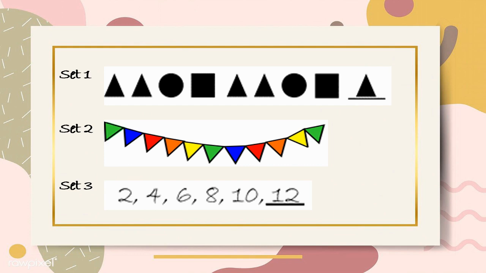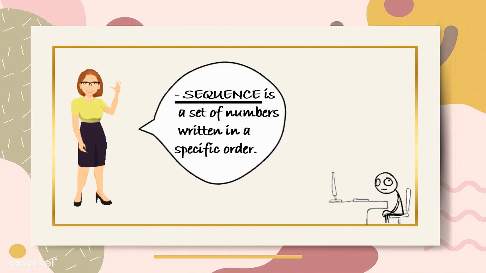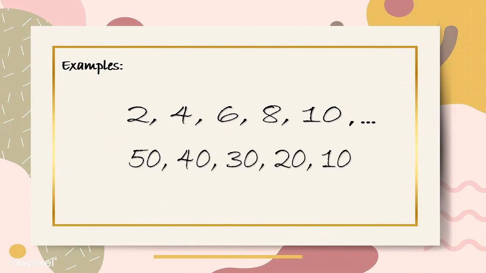These sets of illustrations are examples of a sequence. So what is a sequence? A sequence is a set of numbers written in a specific order. These are the examples. 2, 4, 6, 8, and 10. Another, 50, 40, 30, 20, and 10. Each number in a sequence is called a term. So the numbers 2, 4, 6, 8, and 10 are terms, as well as 50, 40, 30, 20, and 10.